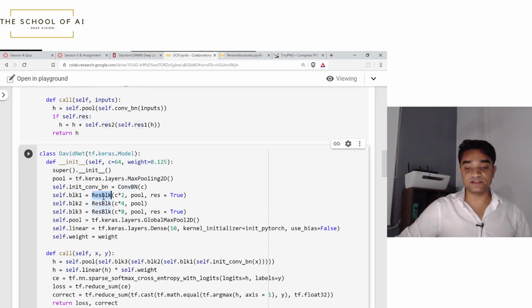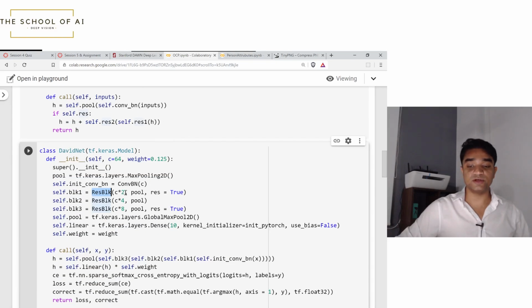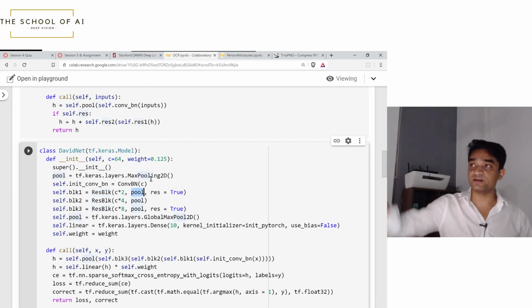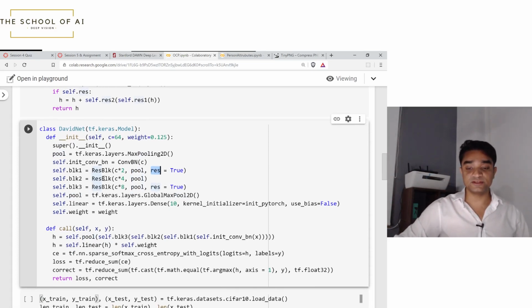Then I'm calling my ResNet block. I'm calling my ResNet block with C into 2, which is 64 into 128 parameters, with a max pooling layer. What is pool? Pool is equal to max pooling. So I'm sending a function inside, which gets converted into max pooling and comes back. I'm saying I need a skip connection there. Then for the second block, I'm sending a max pooling layer, but I don't want a skip connection there.